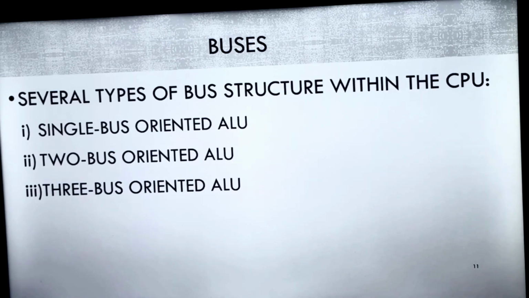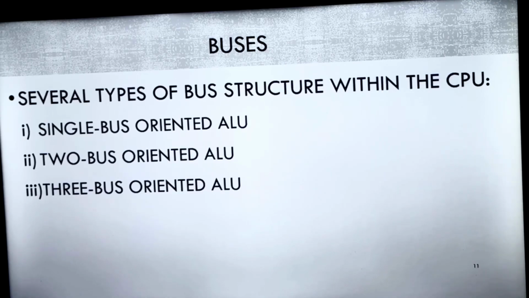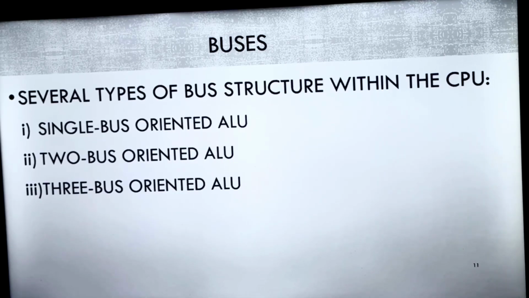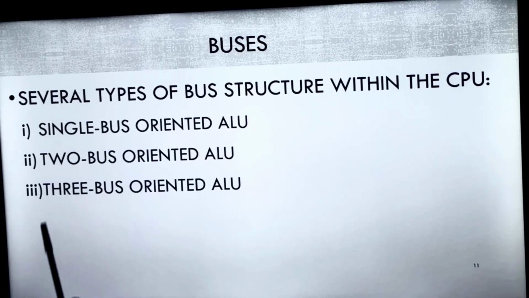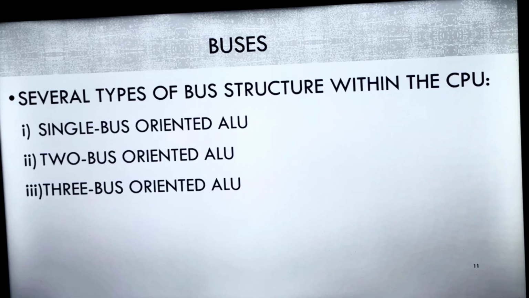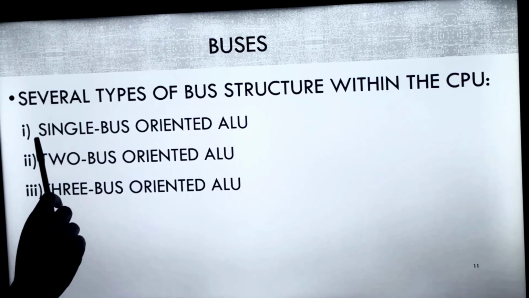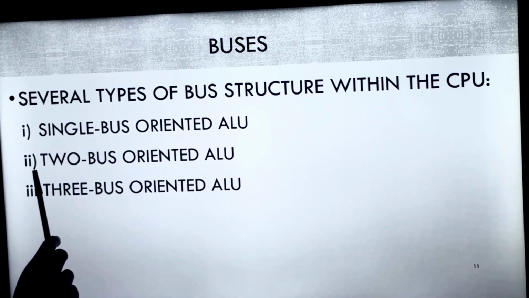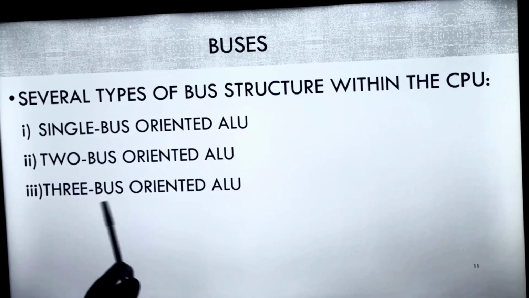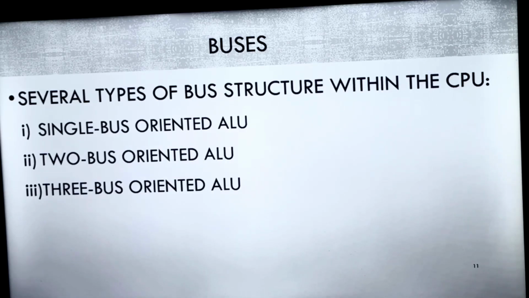So next, a very important topic we'll discuss. The last important topic of today's video is several types of bus structure within the CPU. This is very, very important from your exam point of view. We have 3 different types of bus structures within the CPU. First one is single bus oriented ALU. Second is 2 bus oriented ALU. Third one is 3 bus oriented ALU. So we'll see one by one. It will be more clear for you.